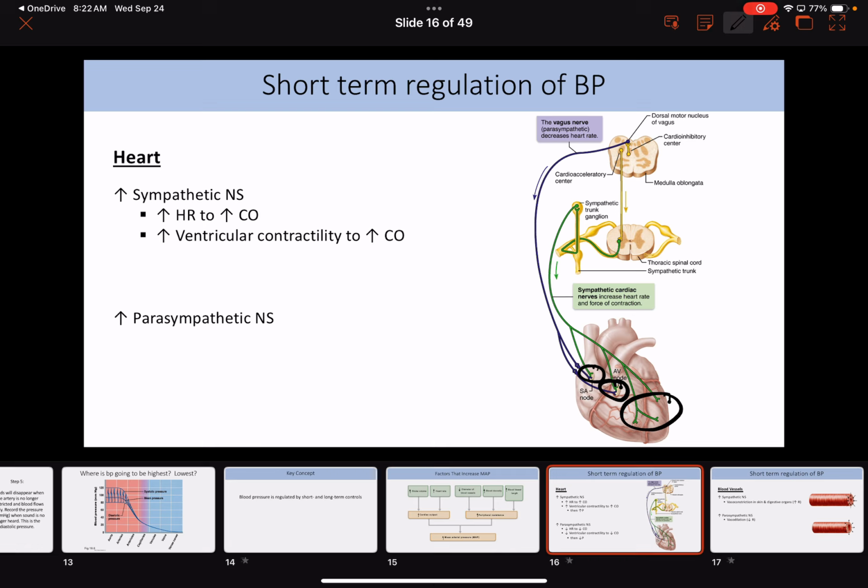Stroke volume. Cardiac output is determined by heart rate and stroke volume. By increasing contractility, you're increasing your stroke volume, which is then going to increase cardiac output. So don't forget, cardiac output is equal to stroke volume times heart rate. Do not forget that equation.